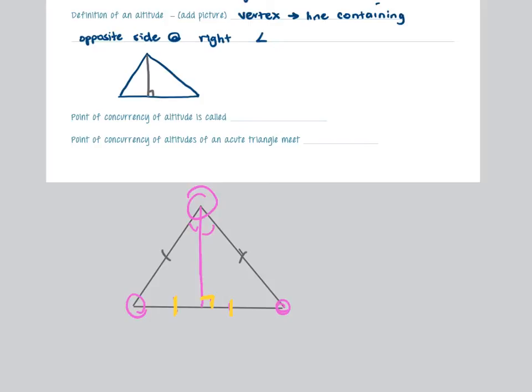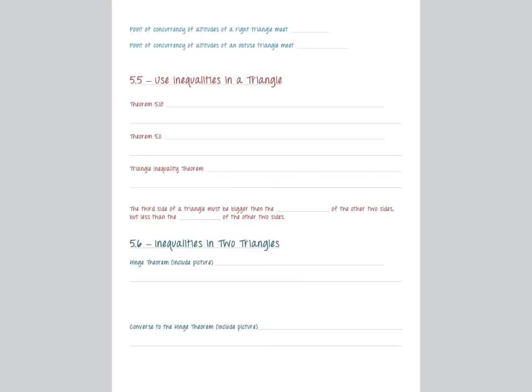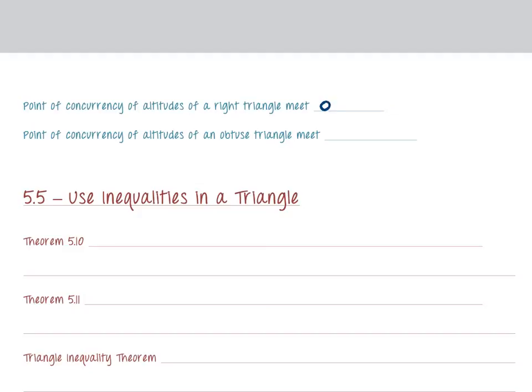All right, point of concurrency of the altitude is what? What's the last one? Orthocenter. Good. The inside, on the right angle, and the outside. Good. This is an in, on, out. And it's on the right angle. Yep.